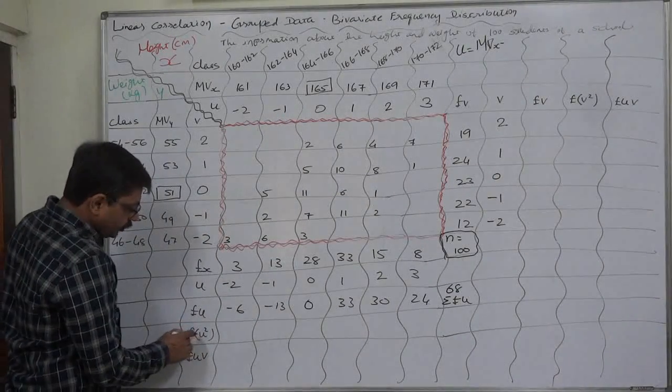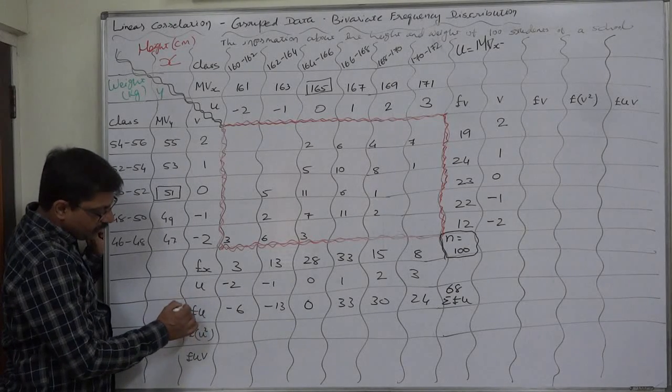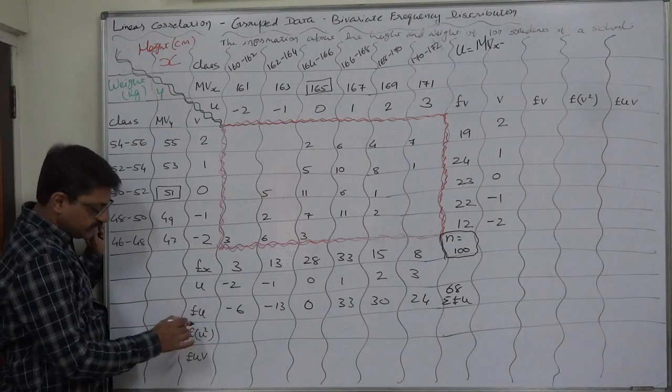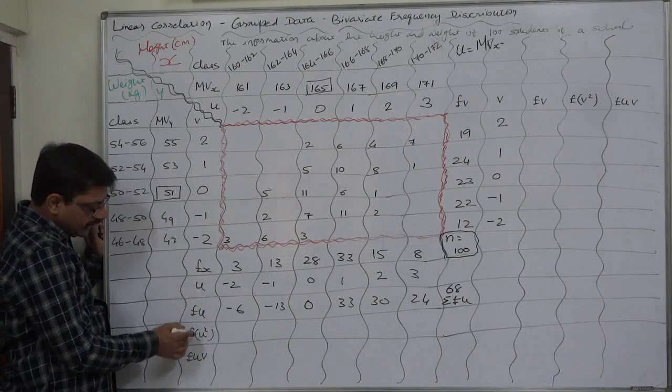Similarly, f into u square. The squared value of u only. So this is not the whole fu squared. It is f into u square. So f into u, that will be fu square.